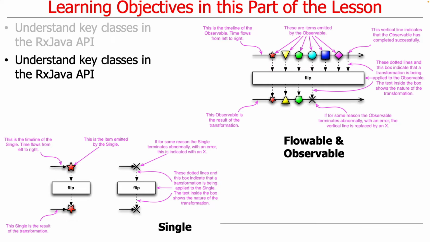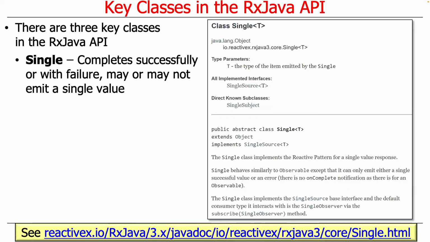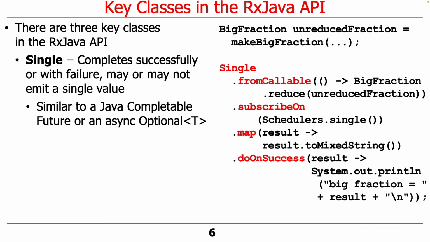And you'll see that they're called single, flowable, and observable. So the three key classes in the RxJava API, and then two other ones that are kind of variants of one of the classes we'll talk about. The first one is called single. And a single will complete successfully or not, and it may or may not emit a single value, which is why it's called single. It's somewhat similar to a Java completable future, or another way to think about it is like an optional that's async, if you're familiar with the optional class. And you should be familiar a little bit with that because we've talked about it a couple times.